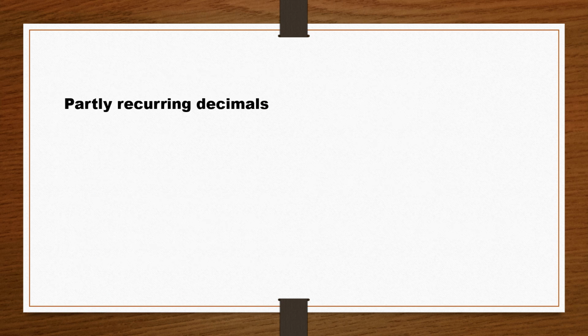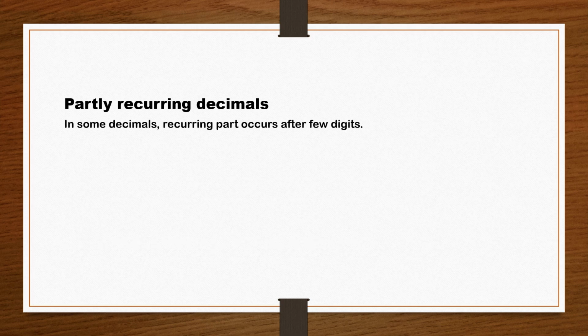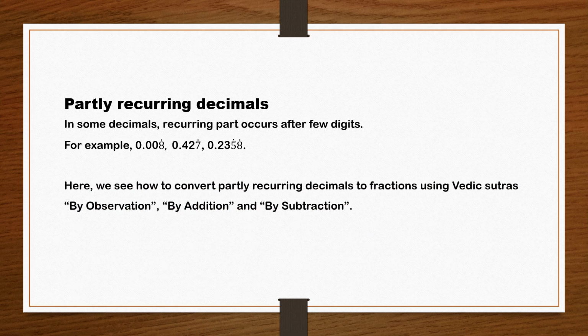Next is partly recurring decimals. In some decimals, recurring part occurs after few digits. For example, 0.008 recurring, 0.427 recurring, 0.2358 recurring. Here we see how to convert partly recurring decimals to fractions using Vedic sutras by observation, by addition and by subtraction.